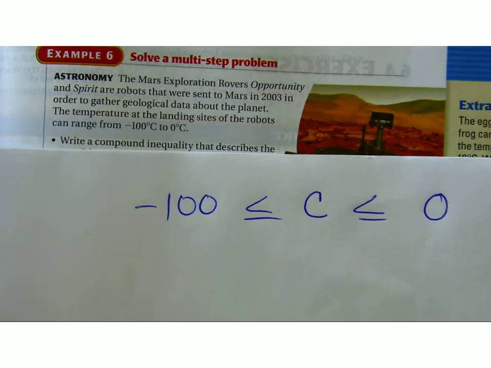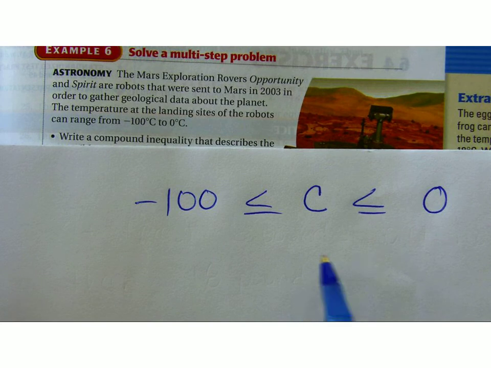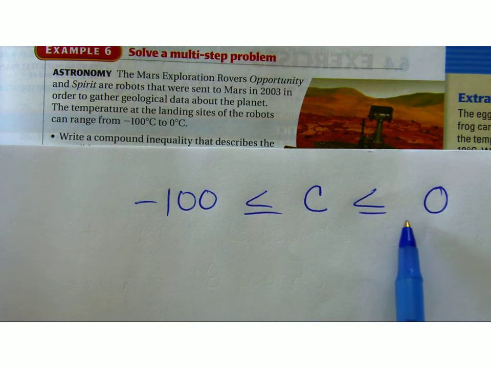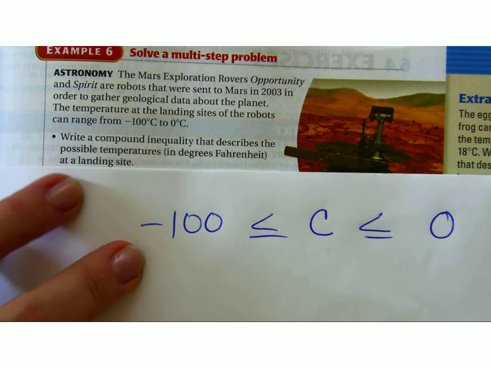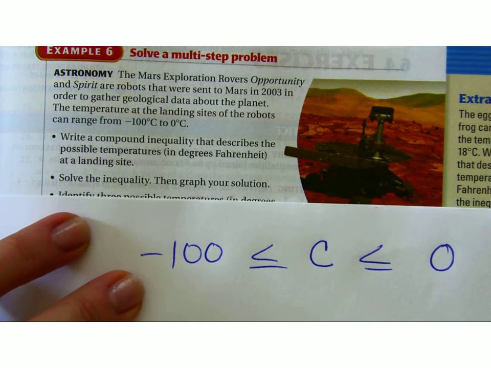This is a multi-step problem though. For most problems, that would be it. It would be write an inequality to represent this. Done. But that's not all they're asking you. Write a compound inequality to describe it in Fahrenheit. Solve the inequality, then graph your solution.